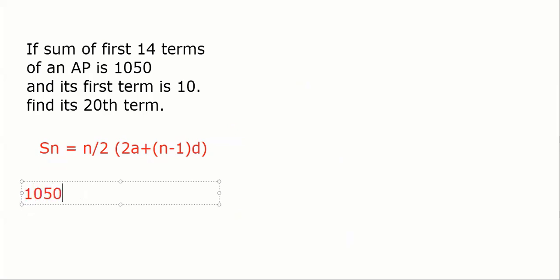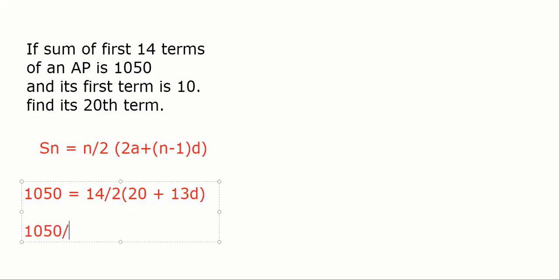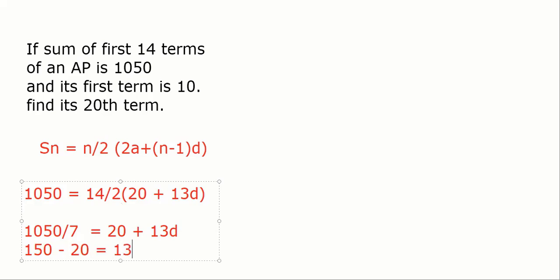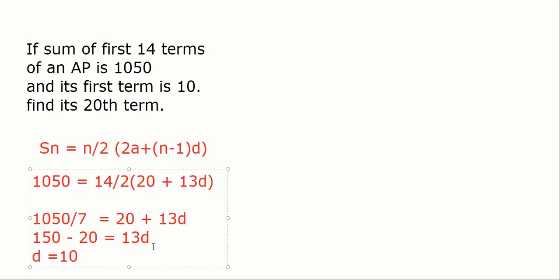The sum is 1050. n is 14. 2a is 2 into 10, 20. n is 14, so 14 minus 1 is 13. Agree, everybody? So I am directly using it now. 1050 by 14 by 2, that is 7. 7 equals 20 plus 13d. How much was this? It was 150. So 150 minus 20 equals 13d. d equals 10. That is faster, right guys? So don't go with l, because this is faster. You got d equal to 10.